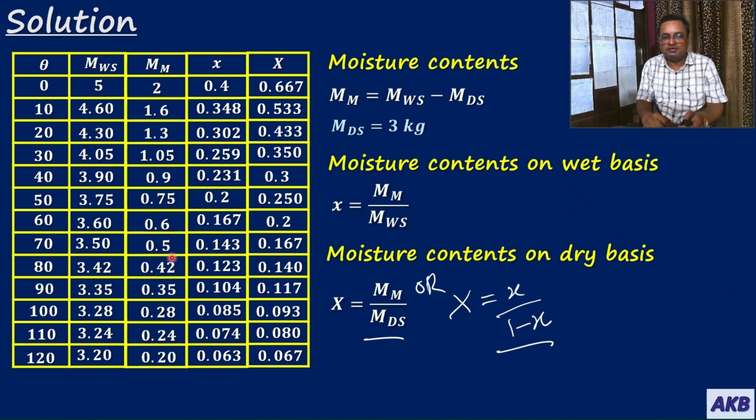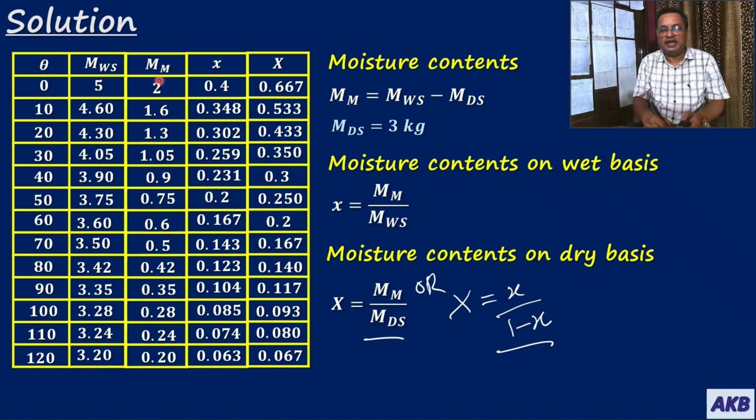Then 0.5 divided by 3, it is 0.167. Then 0.42 divided by 3, it is 0.140. 0.35 divided by 3, it is 0.117. 0.28 divided by 3, it is 0.093. 0.24 divided by 3, it is 0.080. And last one is 0.20 divided by 3, it is 0.067. So in this way, we get moisture contents on dry basis after every 10 minutes.